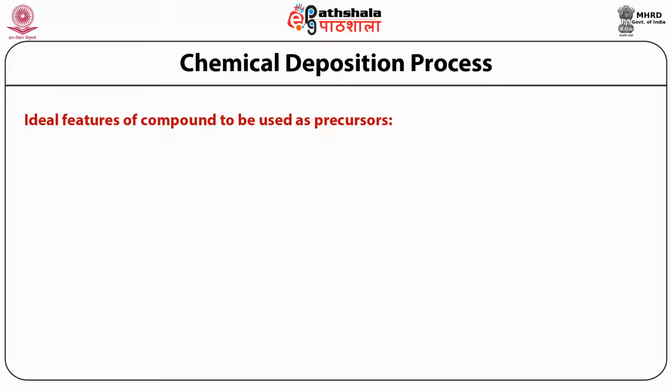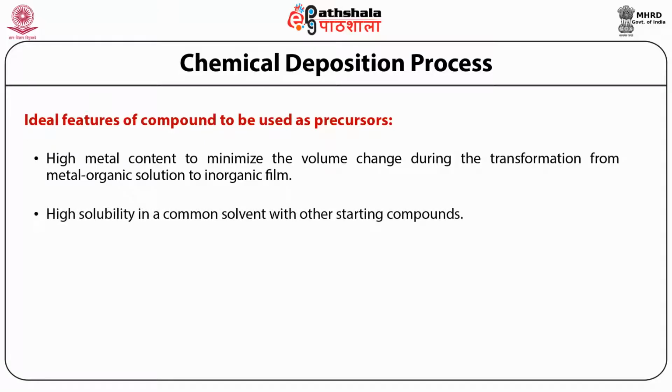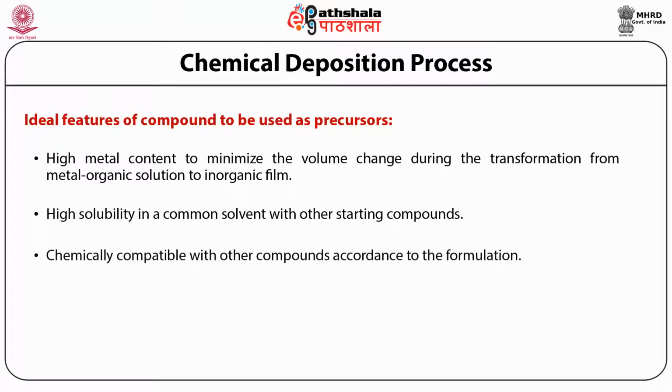Ideal features of a compound to be used as a precursor are: number 1, high metal content to minimize the volume change during the transformation from metal organic solution to inorganic film. Secondly, high solubility in the common solvent with other starting compounds. Number 3, it should be chemically compatible with other compounds in accordance with the formulation.